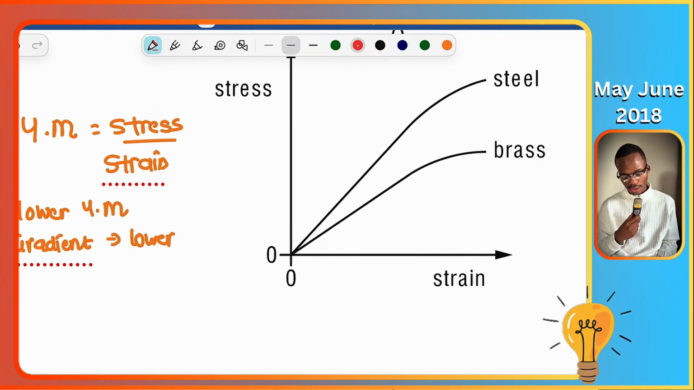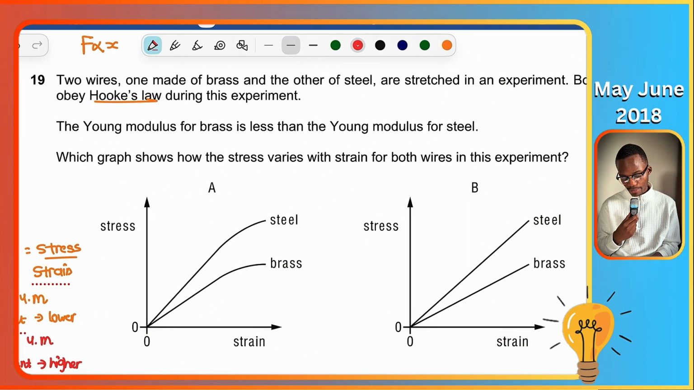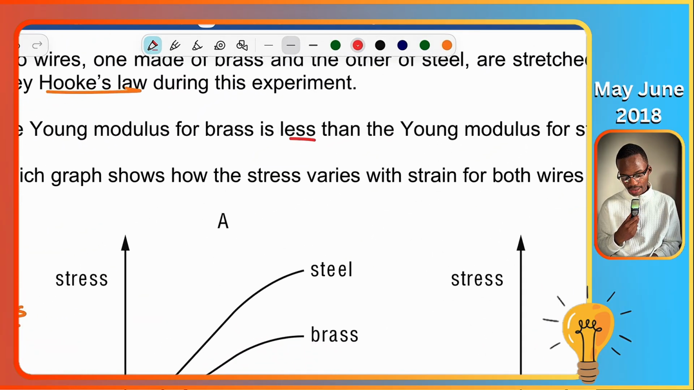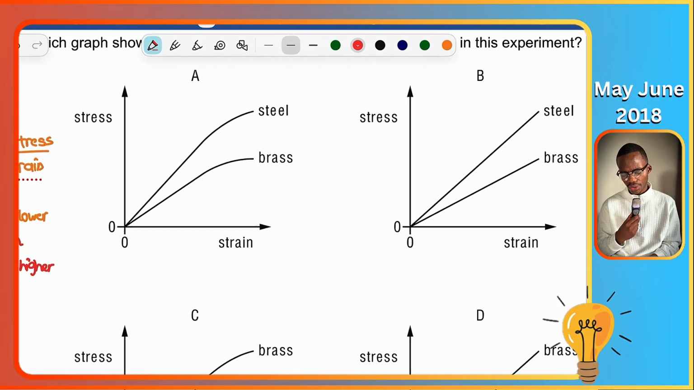And then the higher the Young modulus, the higher the gradient. So the gradient has to be higher. This is very important because if you analyze this, you can therefore see that brass has less Young modulus. It's going to have a lower gradient. And steel is going to have a higher gradient. So it's going to be steeper. And then they both have to obey Hooke's law. So they shouldn't have any curving or anything like that.